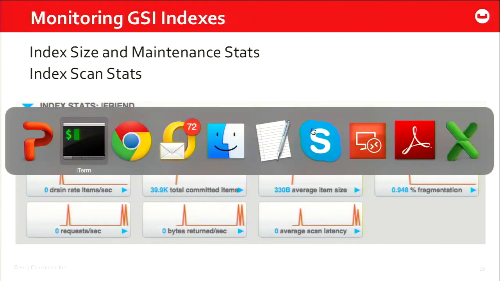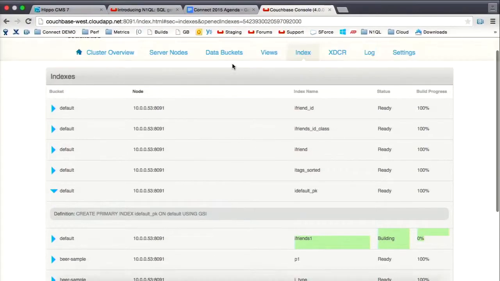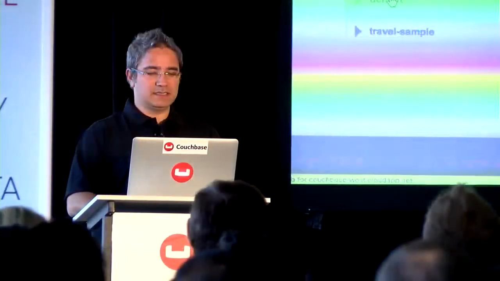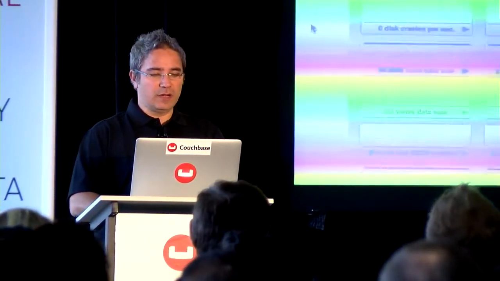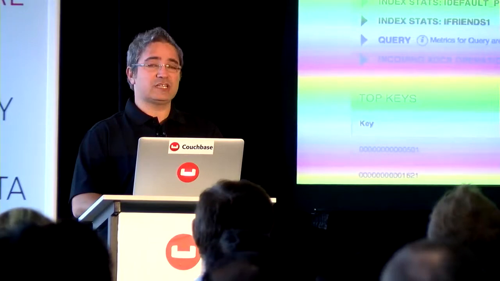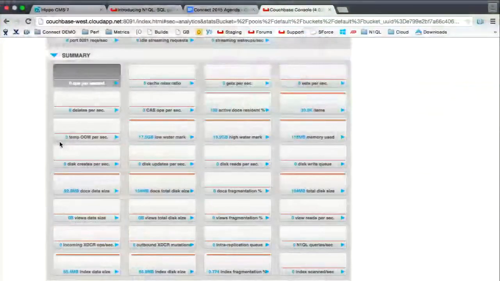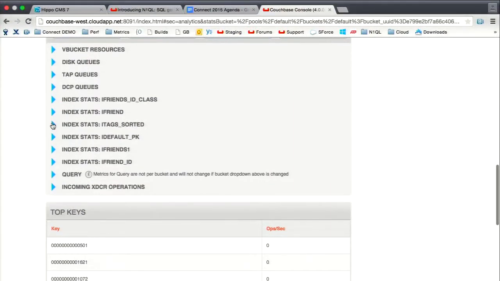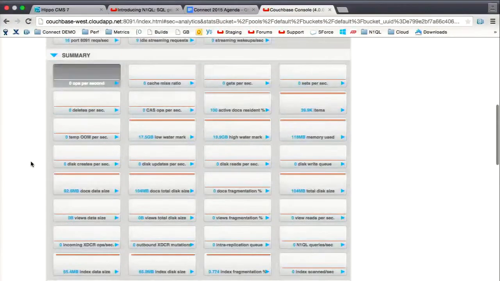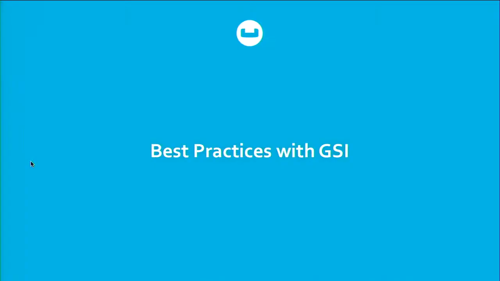I don't know if everybody knows where to get to these, but you go to the bucket. It's the same place. You click on the bucket itself, and just like views, you will see an expanded list per index, down here, that will give you per index statistics. So just so you know.